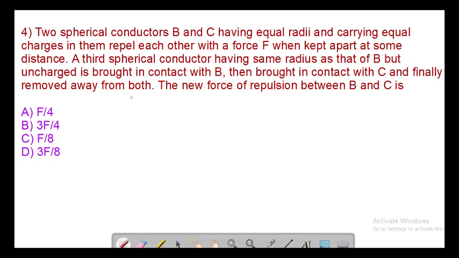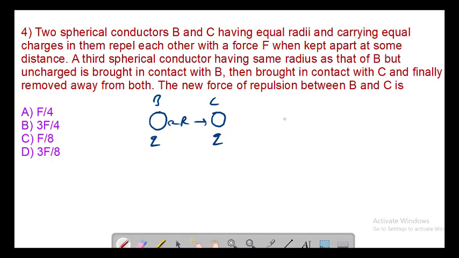So see what we are given. We are given two conductors, one is B, another is C. They are at some distance apart. Let the distance be R. They are at a distance R from each other, and we are told that they repel each other, so let the charge be q on both of them. Next, we bring another conductor which is uncharged.